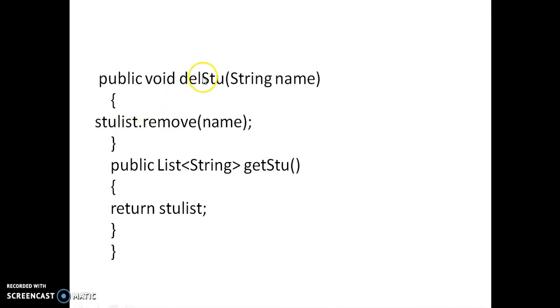And the next one is delete student. Delete student is the name which we specify here in the parenthesis. That student will be removed from the student list. Okay, then the next method is get student. Whenever you try to get the student record, then all the student names that are present in this list will be returned.